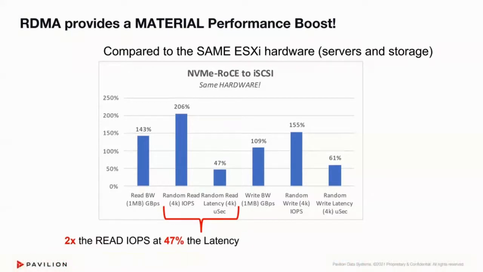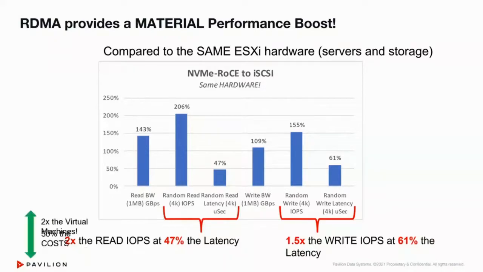So latency, concurrency, they matter. Let's look at the next metric. The next metric is, how do I feed the beast? Well, it's all about write IOPS. And here you see, again, this is just NVMe RoCE to iSCSI, nothing radical, no special changes or anything. 1.5 times the write IOPS at 61% of the latency. So what does this mean for you?